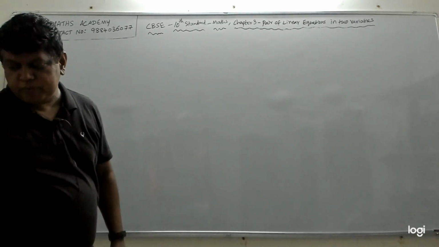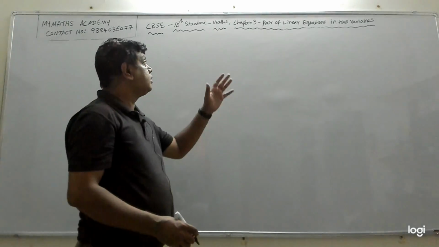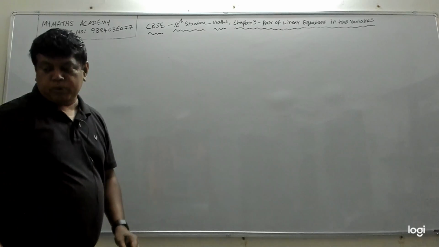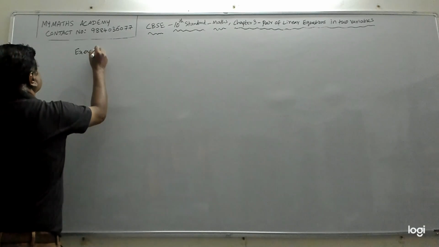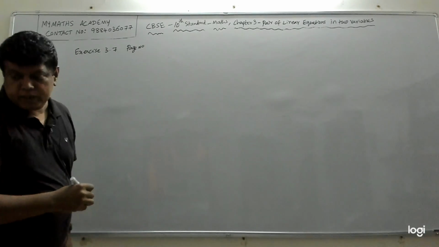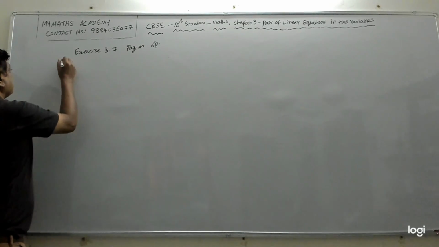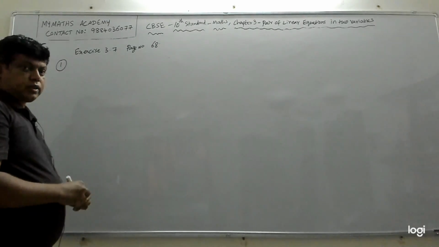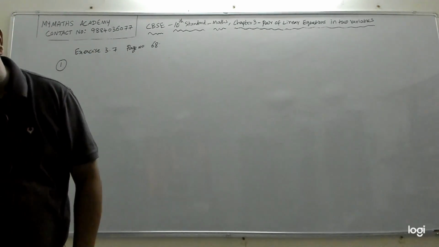In this video, we will start with exercise 3.7, page number 68. So we'll continue with the pair of linear equations in two variables chapter for 10th standard CBSE Maths. We'll start with exercise 3.7, page number 68 of your textbook. I'll do the first problem in that. It's an optional exercise, but it's better to do the problems in this exercise. So exercise 3.7, page number 68, problem number 1.